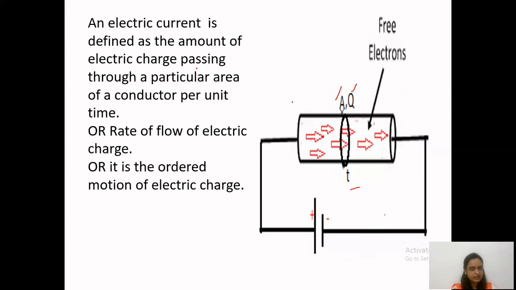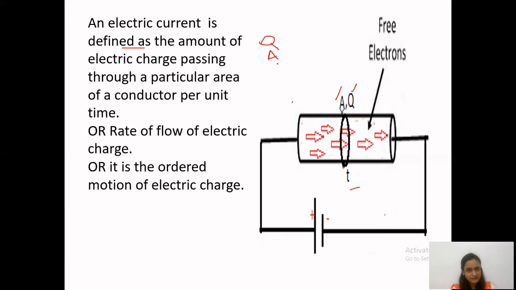So we can have the definition of an electric current as, electric current is what? It is defined as the amount of electric charge, that is Q, right? Which is passing through a particular area, which I have taken, suppose A, in per unit time, right?